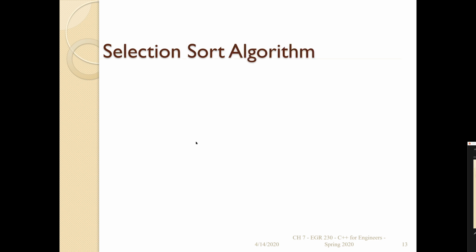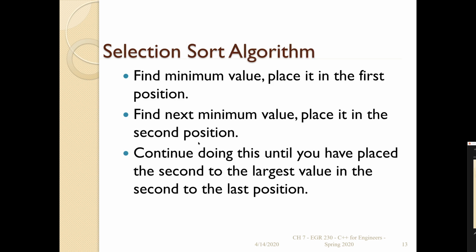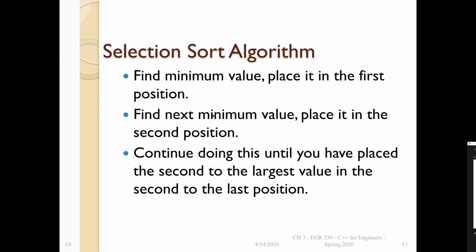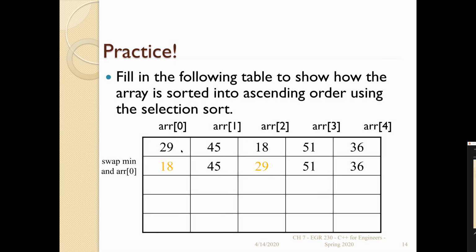All right. And the basic idea of how this one works is, and I'll show you an example, you're trying to find the minimum value. So let's say you have a list of numbers. So let me go to the example as I talk about it. So here's the example. So let's say I originally have these numbers: 29, 45, 18, 51, and 36. So those are the 5 numbers that I have.